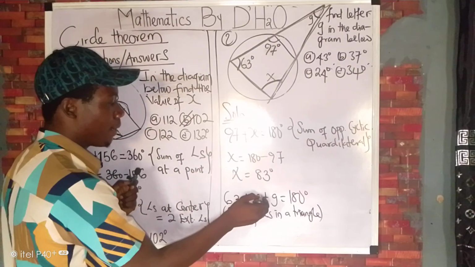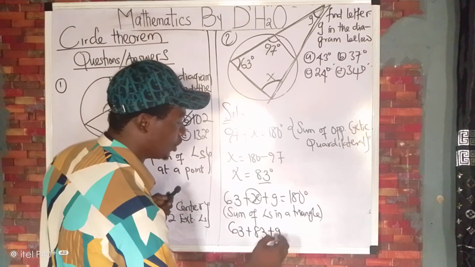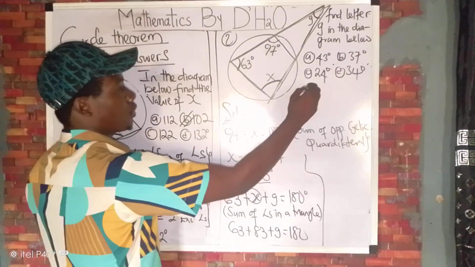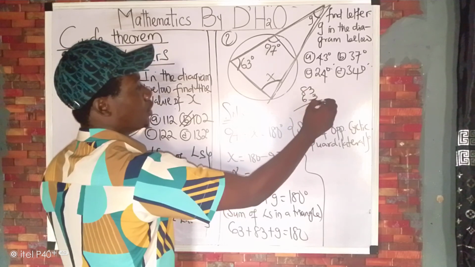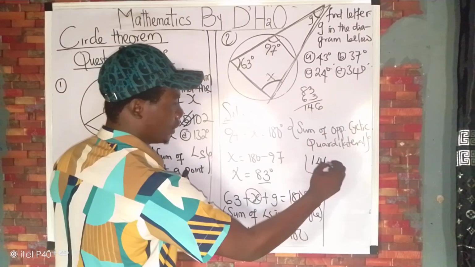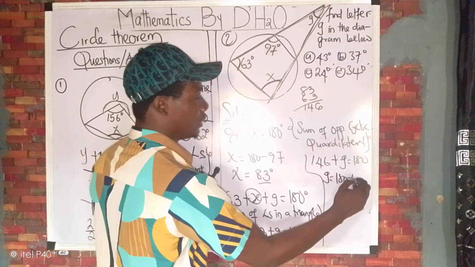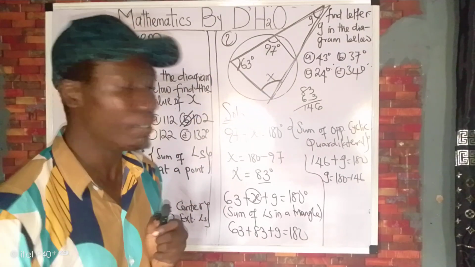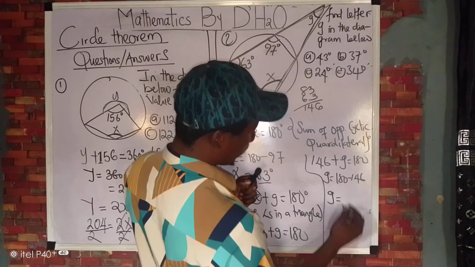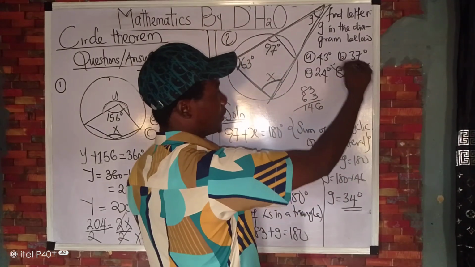Now, what do we simply do? Remember that x is 83. So you have 63 plus 83 plus g is 180. Can we quickly add 63 to 83? This will give us 146. So you have 146 plus g equals 180. G will give us 180 minus 146 when you collect like terms. So your G will be 34 degrees. So the answer is what?